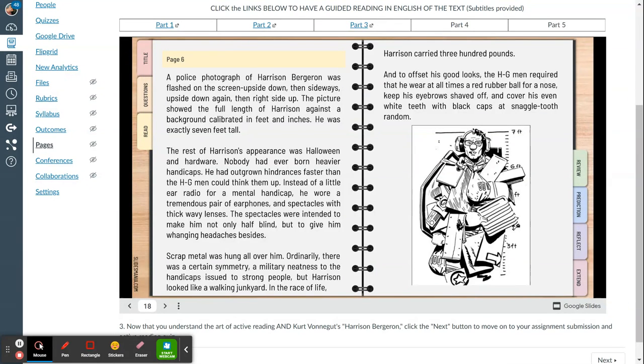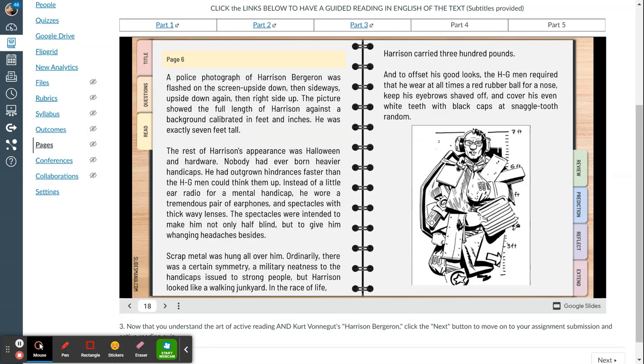Let's continue. Scrap metal was hung all over him. Ordinarily, there was a certain symmetry, a military neatness to the handicaps issued to strong people, but Harrison looked like a walking junkyard. In the race of life, Harrison carried 300 pounds.